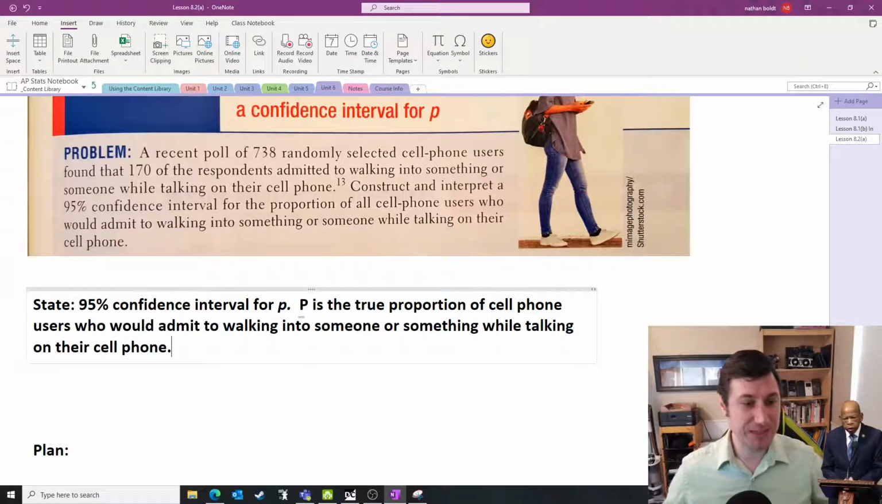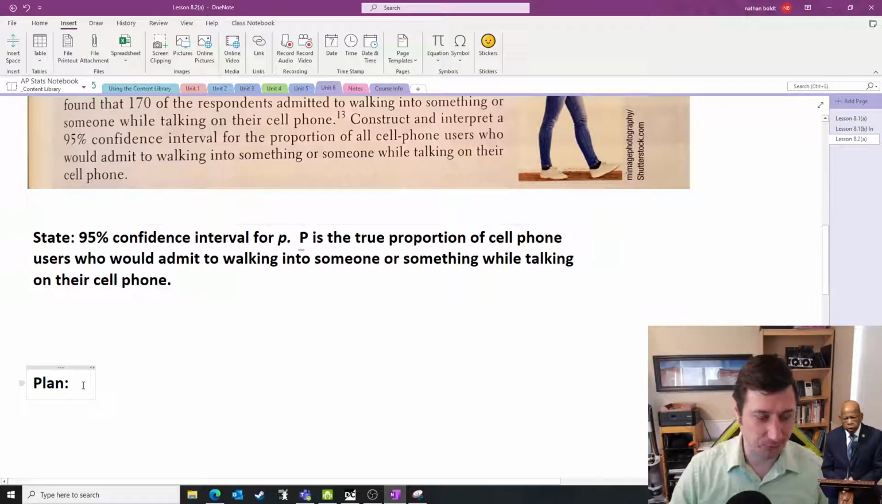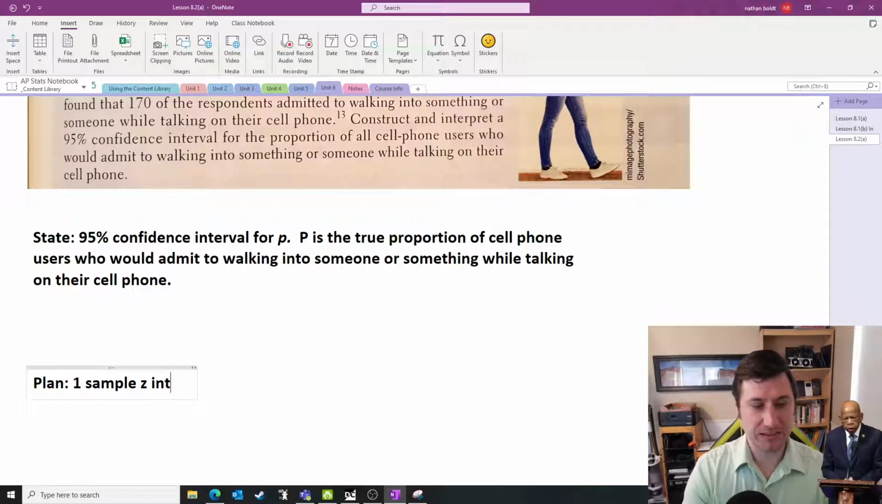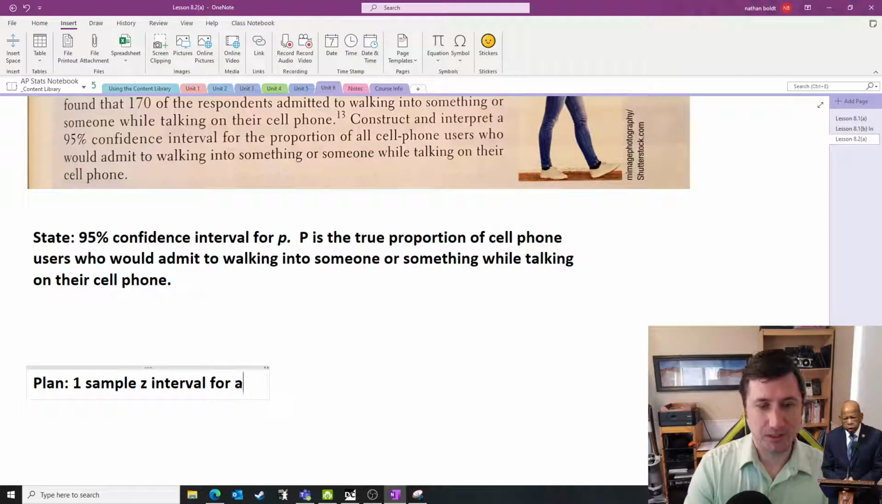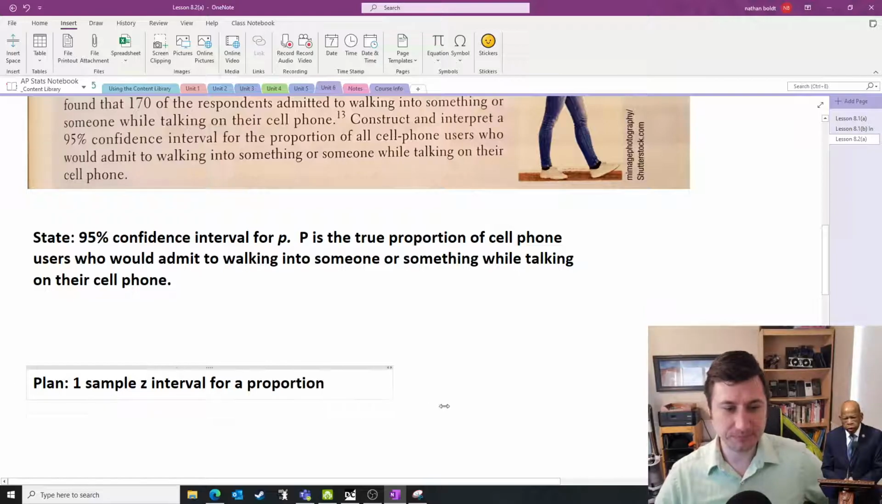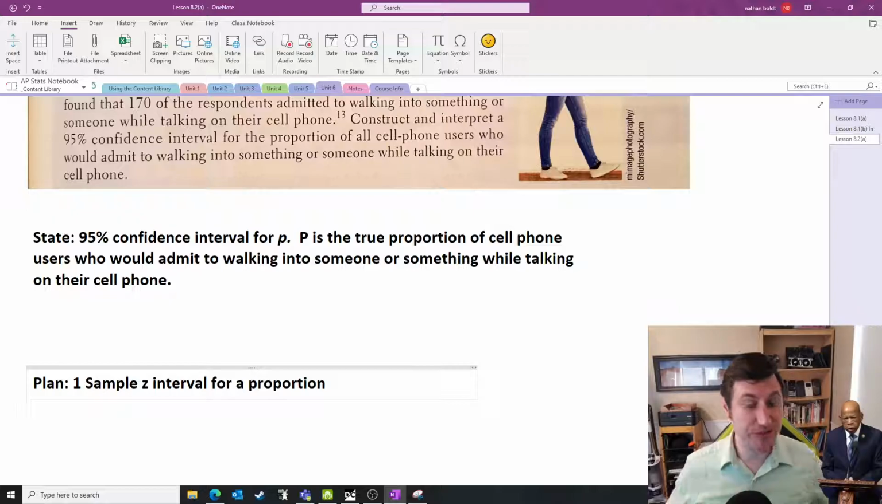All right, so we just stated what we're going to do. Again, that is mostly context. So, plan. What's our plan to get this confidence interval? Well, we are going to do a one sample z interval for a proportion. That's the technical name for this confidence interval. A one sample z interval for a proportion. Or you could say for p. We sort of have defined p already, so you can sometimes just say for p.